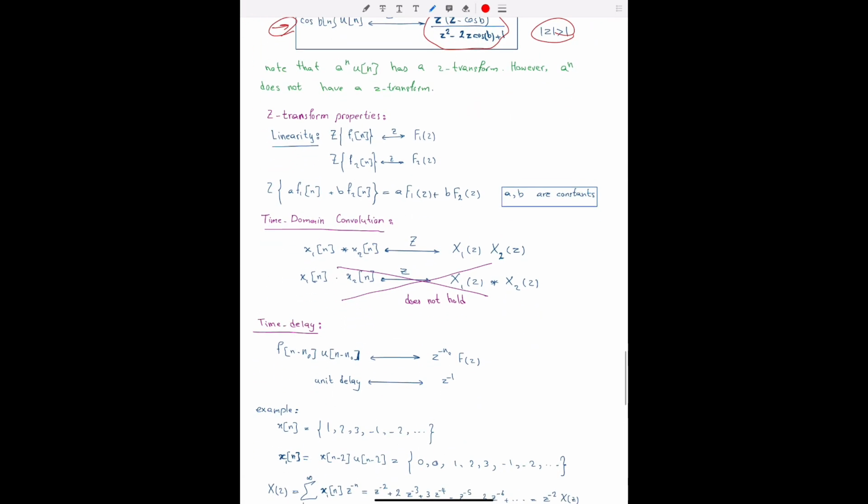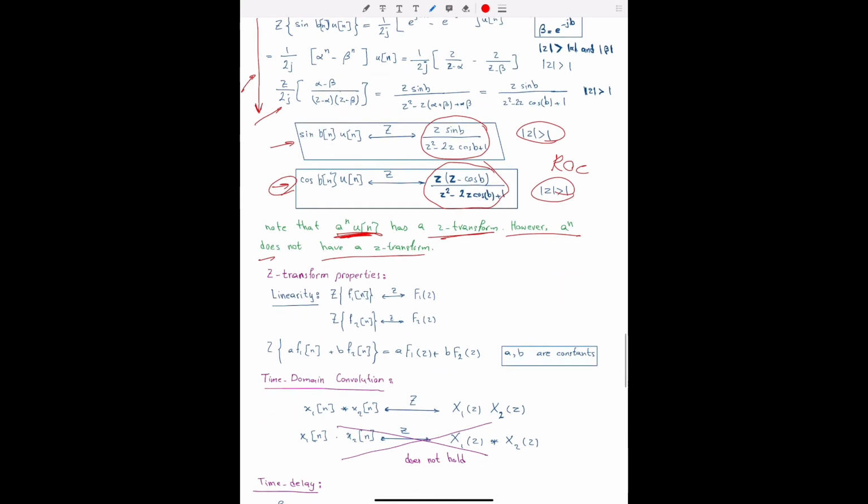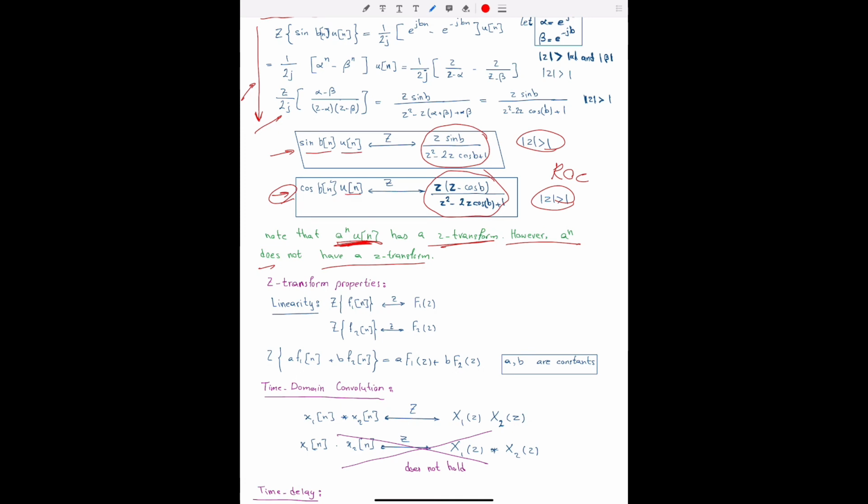One thing to note is that a to the power of n, u of n has a Z transform. However, a to the power of n itself does not have a Z transform. So note that for all of these signals we talked about here, we really consider the case where the signal is being multiplied by u of n. What this basically means is that we're only considering signals that are non-negative in n, and when n is negative, these signals would be 0.